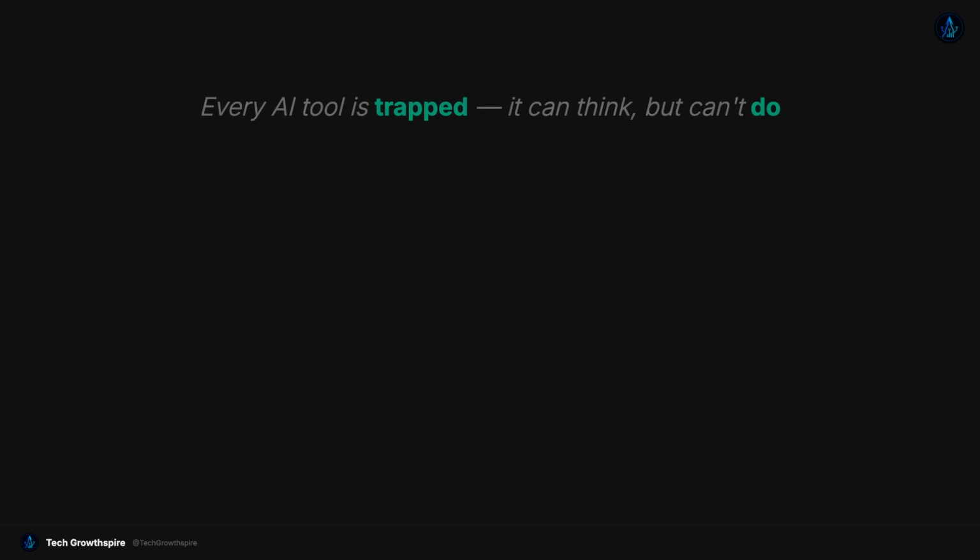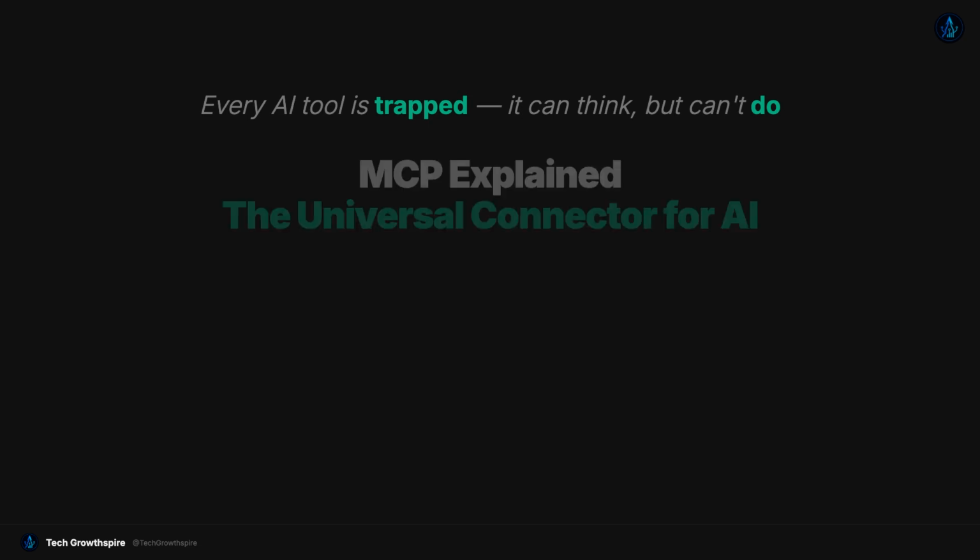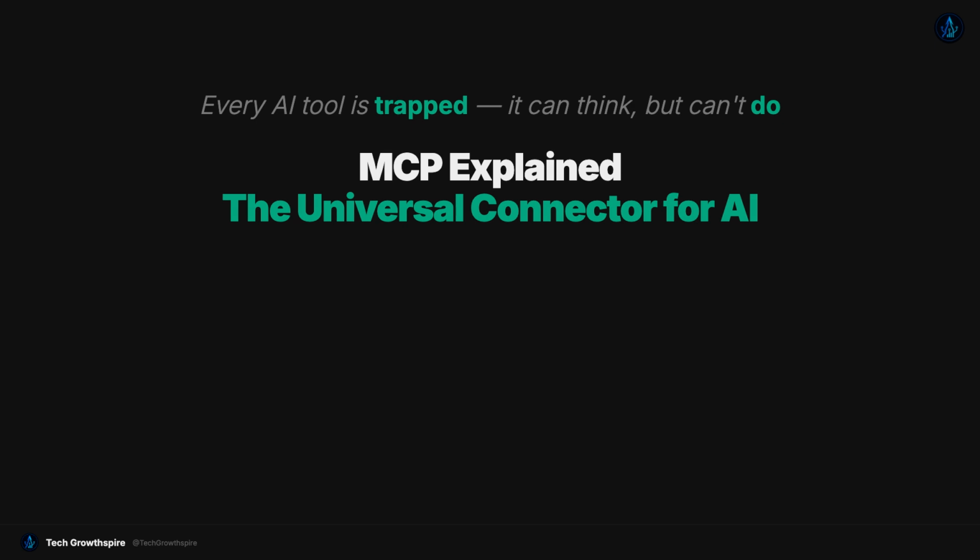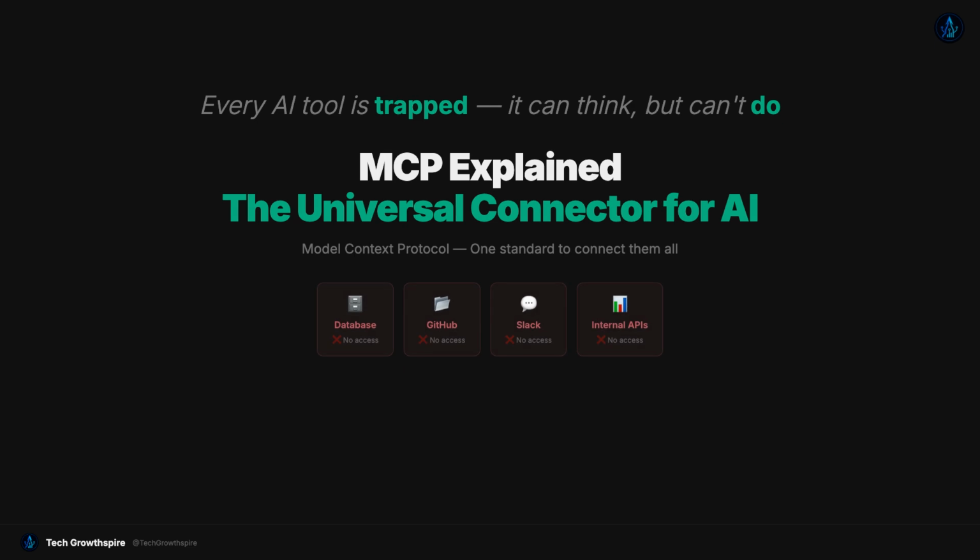Every AI tool you use, Claude, ChatGPT, Cursor, VS Code Copilot, they're all trapped. They can think, reason, and generate code, but they can't actually do anything in the real world. They can't read your database, check your GitHub issues, or query your company's internal APIs. At least not without custom integrations built from scratch for every single combination of model and tool.